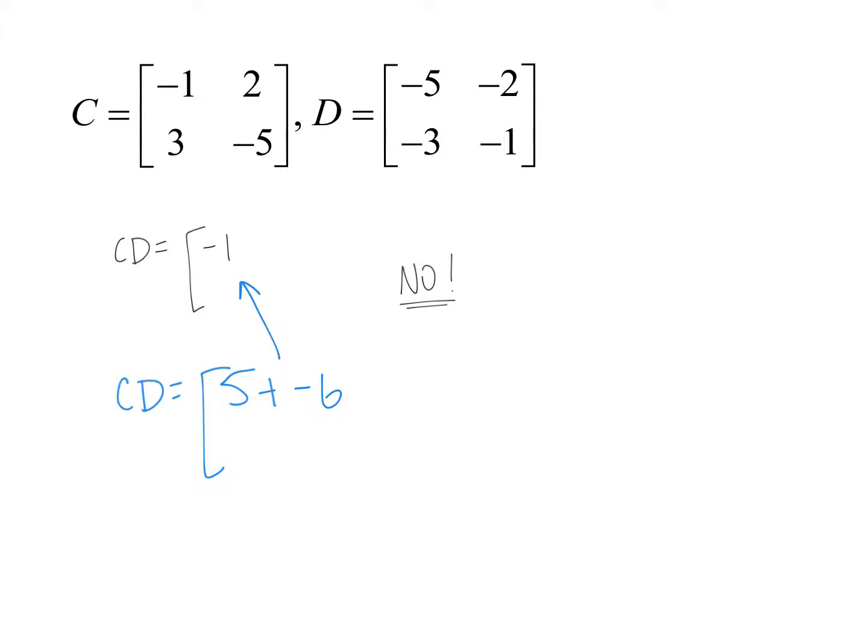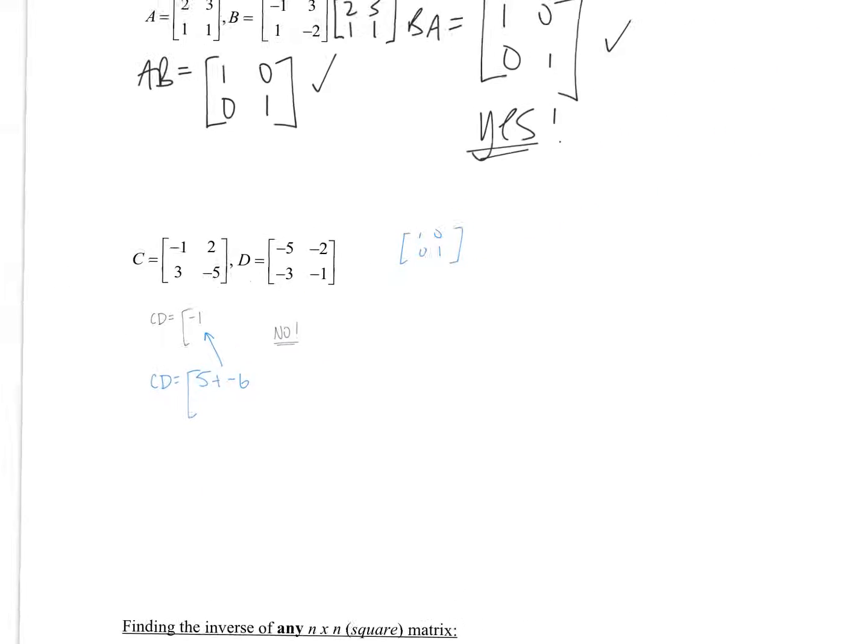And remember, it's supposed to be 1, 0, 0, 1. So the first time you get a number that is not one of these, where it's supposed to be, you can stop. The answer is no, they're not going to be inverses. So the fact that this was a negative 1, it was supposed to be a positive 1, that means we're done. We're moving on to the next question.